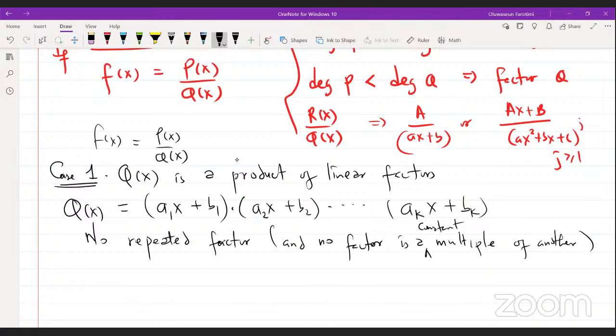We're avoiding cases where you have x plus 1 and x plus 1. These are repeated factors. So we don't want this case. Case 1 does not deal with this kind of issue.